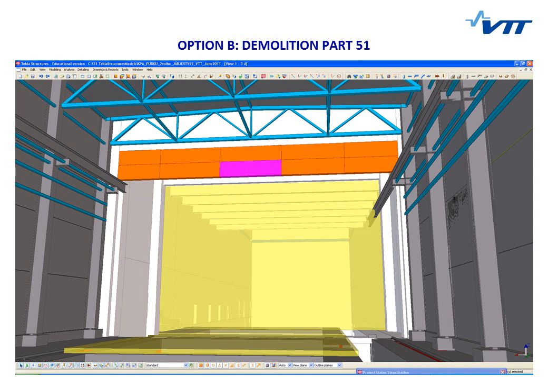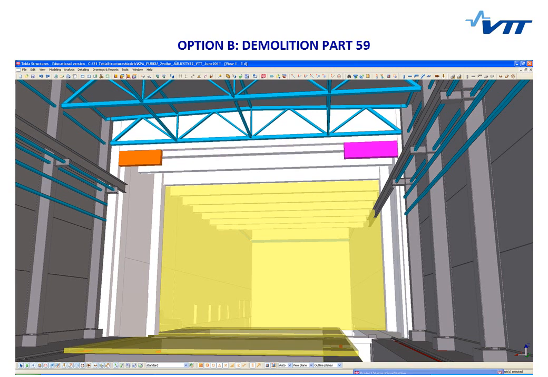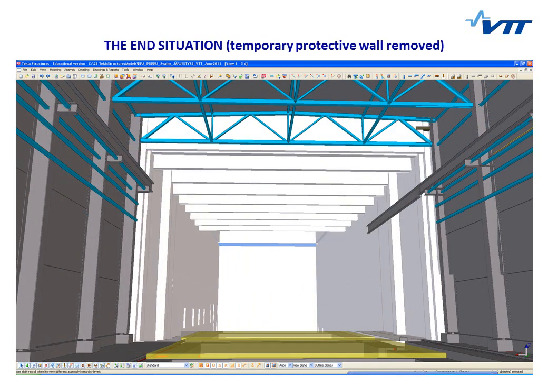These two visualizations were used on site when the project team discussed and planned how to conduct the work in a good and safe way. And both visualizations end to this kind of situation.